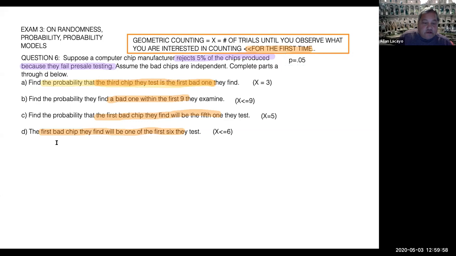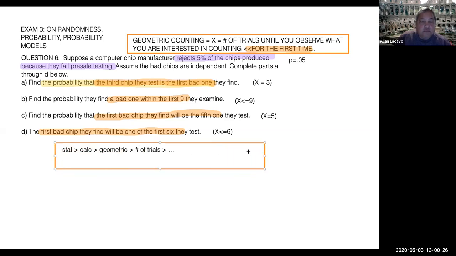In each of these questions, we're going to go to Stat, Calculators, Geometric, Number of trials. When the calculator opens, we will input P and X as desired. So we're going to set P equal to 0.05 and then vary X according to each part in the problem.